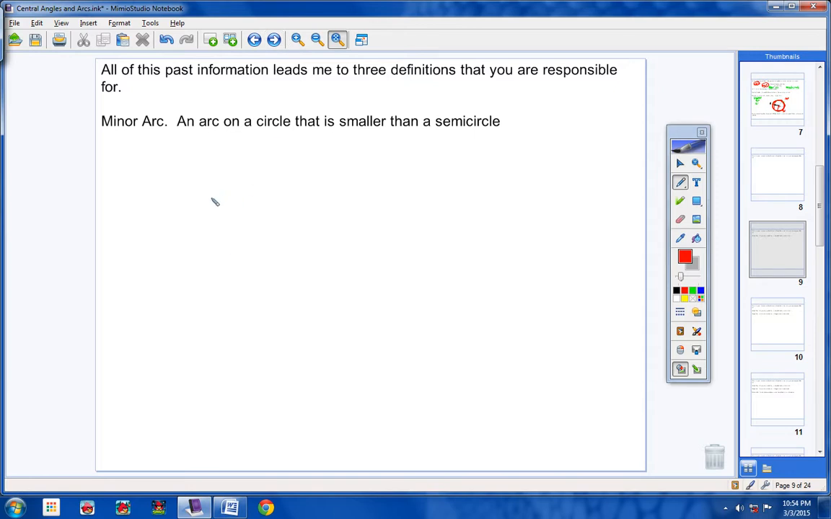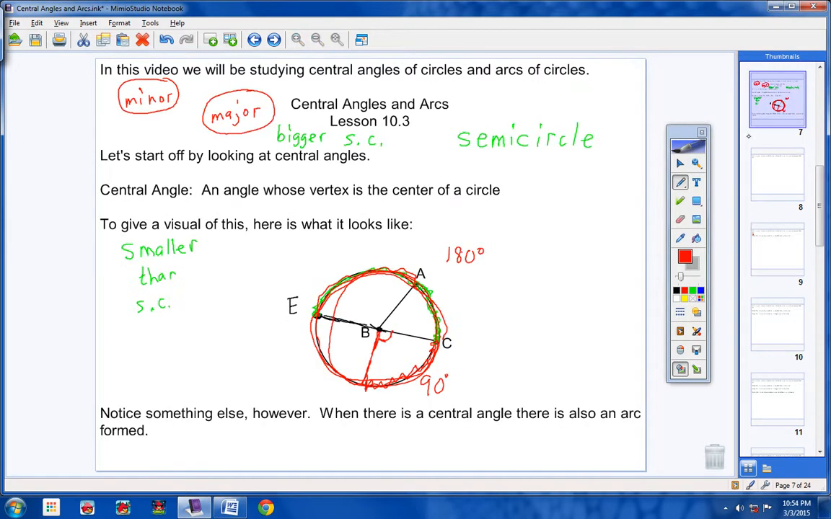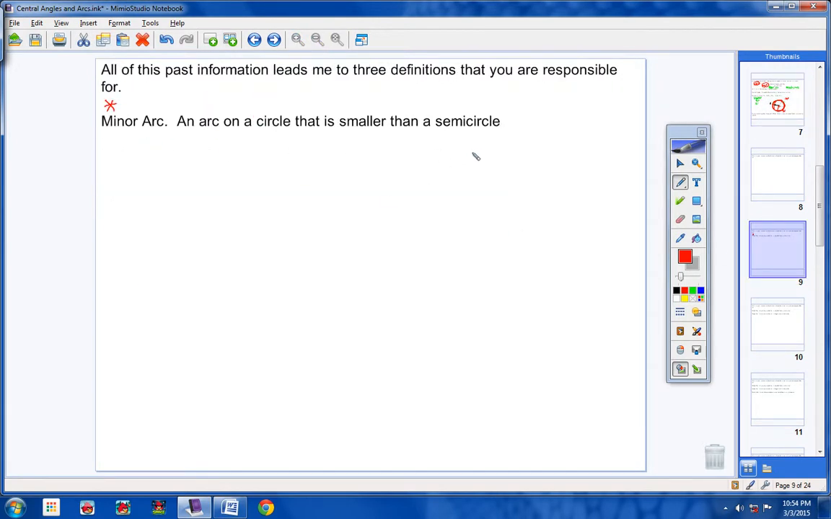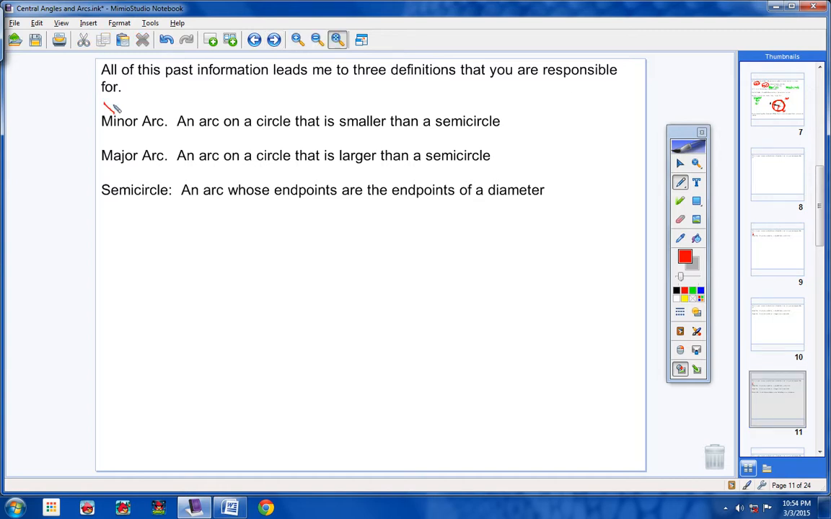Let's start off with the definition of a minor arc, alright? A minor arc is an arc on a circle that is smaller than a semicircle. Now, I know I just told you that back here, but I want to get it in words now, okay? So copy that down. You're responsible for it. Actually, I'm going to go ahead and put 2 more definitions up here and then pause and let you get them down, okay? So a minor arc is an arc that is smaller than a semicircle. I told you that already. A major arc is an arc that is larger than a semicircle. I've told you that already. A semicircle is an arc whose endpoints are the endpoints of a diameter, and I've told you that already also.